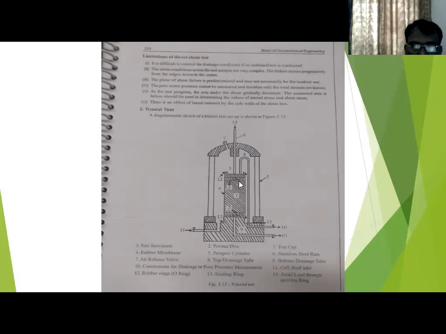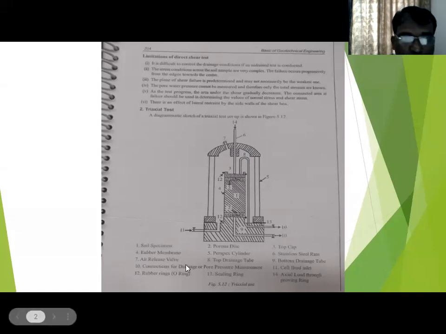Top cap. So above the porous stone, there is one cap, the top cap. Then fourth is the rubber membrane. On this soil specimen, we put the rubber membrane. That also I will show you. Then the perspex cylinder. So fifth is the cylinder, of course. And then the stainless steel ram. Of course, this is the ram here. It is connected, and from this the load will come.